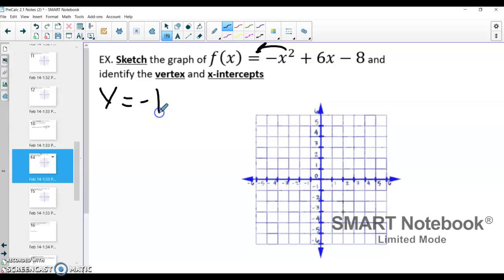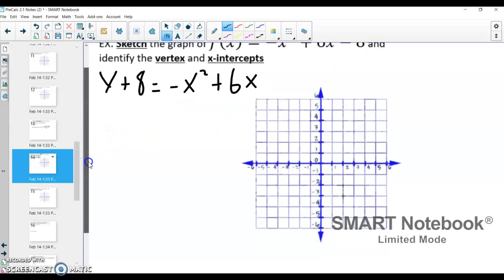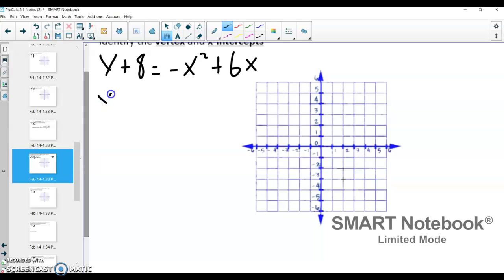Okay, so this is going to be -1 getting pulled out here. Let's do that step after I move over my 8. So 8's going to go over here. I'm adding 8 to both sides, so it's plus 8 over here. And then we have minus x squared plus 6x. And now I'm going to take out that -1. And so I get y plus 8 equals -1 on the outside, x squared minus 6x.